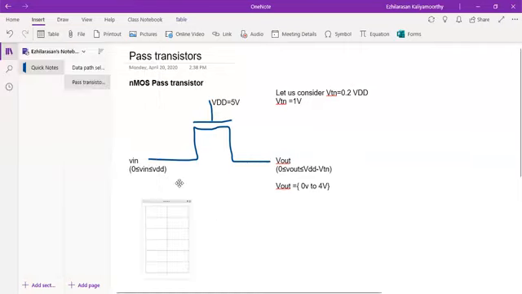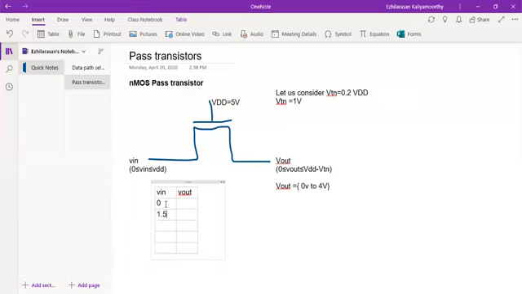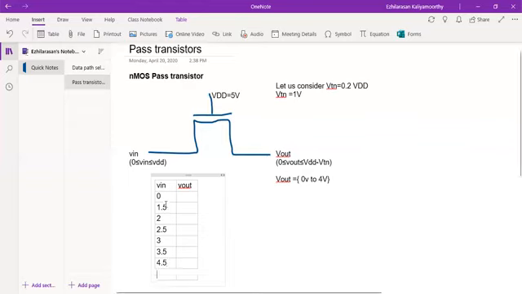Let us put it like this. This is our V in, this is our V out. I'm going to use different inputs. So input is 0, next input is 1.5, then input is 2, then 2.5, then 3, then 3.5, then 4.5, then 5 volt. So these are the inputs I'm going to give.